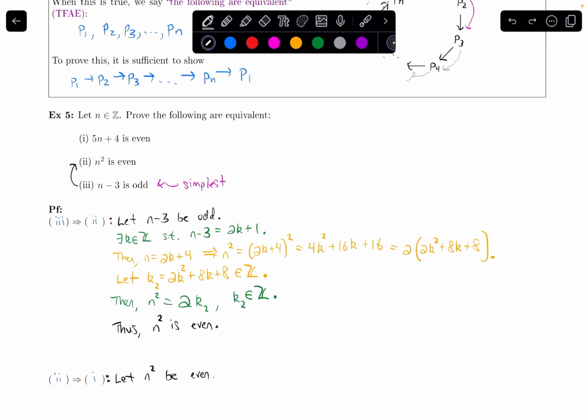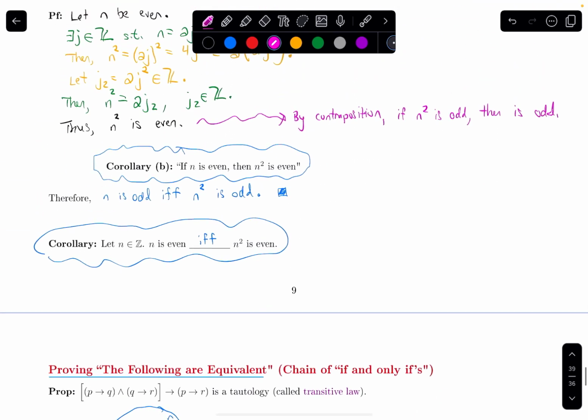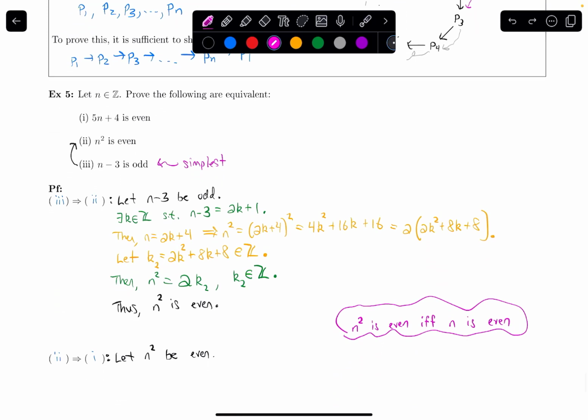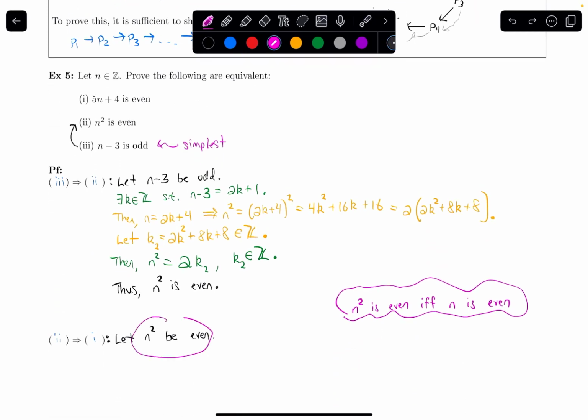And now here's where I'm going to use a previous result. We've shown previously that n squared is even if and only if n is even. We showed that in the last video. That was one of our corollaries from the last video. Which means I now get to use that in proofs if I need it, if it's helpful to me. Okay, so because I'm assuming n squared is even, this previously proved fact tells me that n has got to be even.